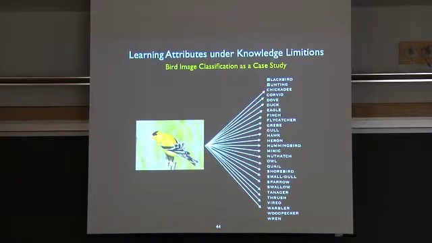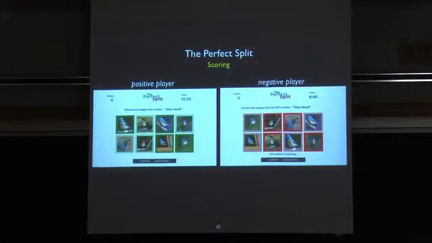And so we use bird classification, image classification as a case study. And we actually have 28 different bird families that we looked at. And we implemented a game called the Perfect Split based on this mechanism. There are different modes of this game. So in the scoring mode, the players basically get an attribute like a blue head. And the positive player would have to select the images that have a blue head. And then the negative player would have to select images that don't have a blue head.